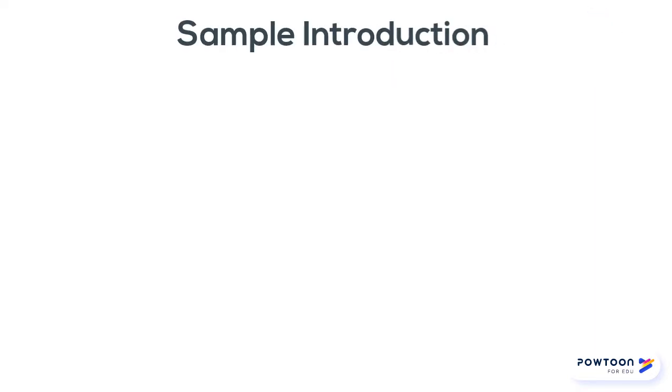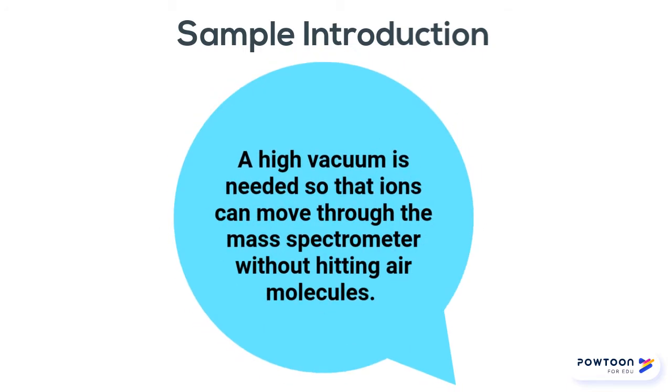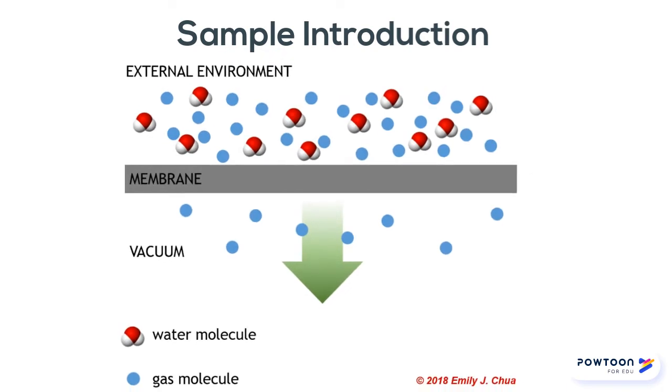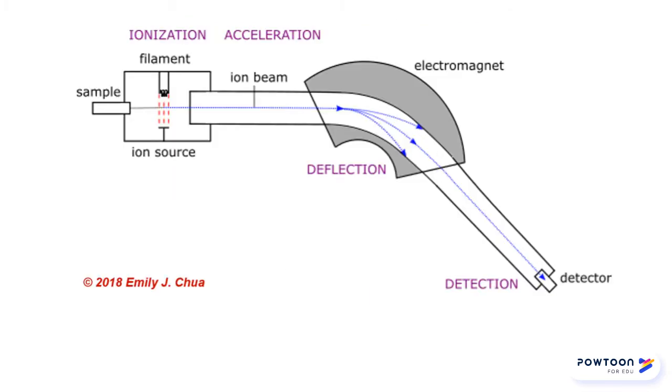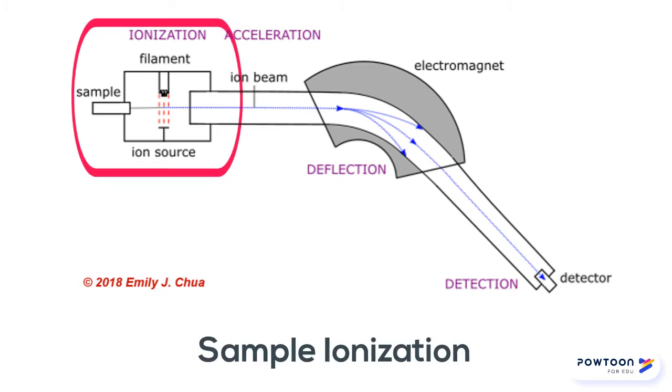The first step is sample introduction. Mass spectrometers must operate under a high vacuum. Using membrane inlets is a common method to introduce samples from the external environment into the instrument. Here, gases dissolved in a sample liquid can pass through the membrane and enter the vacuum of the mass spectrometer to be analyzed. Once in the mass spectrometer, the first requirement is to ionize target atoms and molecules through the addition or removal of electrons.